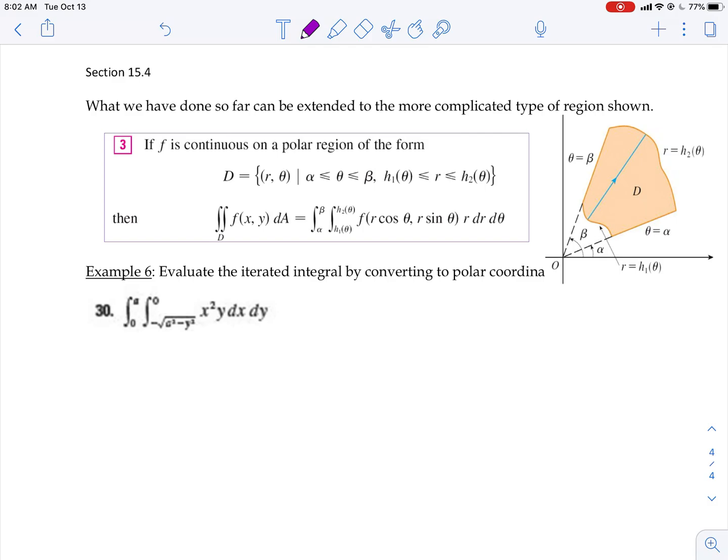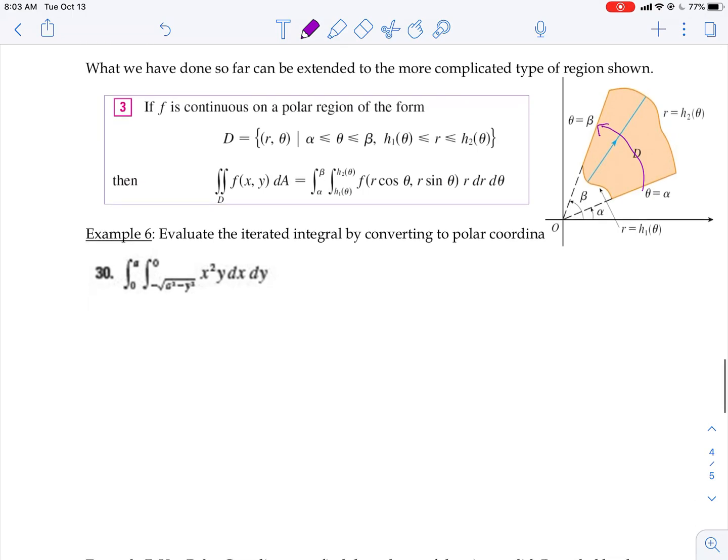All right, welcome to the last page of the notes. And the thing is, what we have done so far can be extended to a more complicated type of region that's shown. Basically, our thetas are still going to be constants. We're going to go counterclockwise, so our thetas are still going to be constants. But what if our regions are bounded by actual functions, even though it's a circular path? Our two radiuses are going to be defined by actual functions. If that's the case, the only thing that changes is that our upper and lower bound for our integral is just going to be defined by an actual function, and that's going to be a function defined by theta. So that's all that's saying.